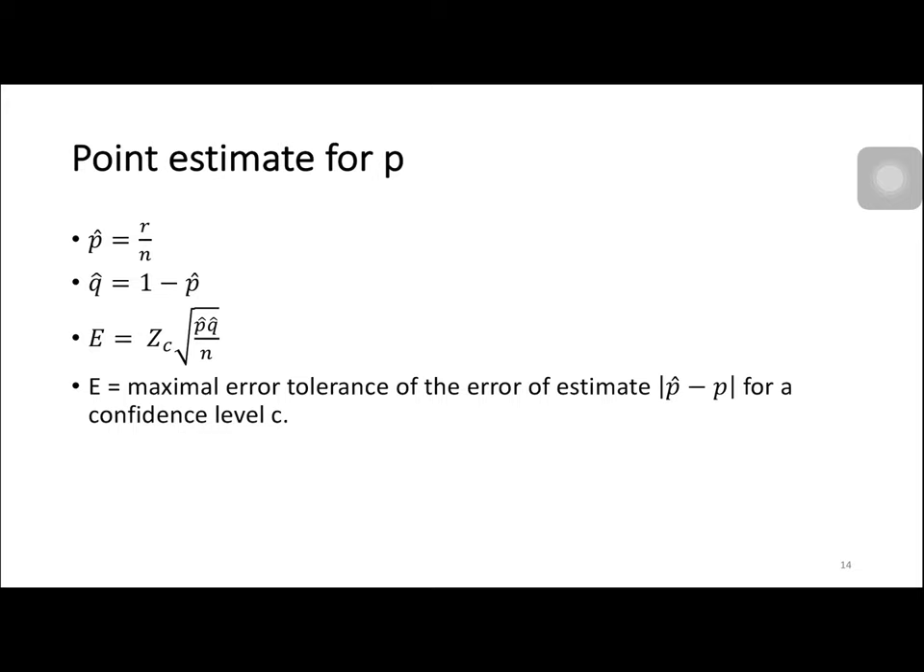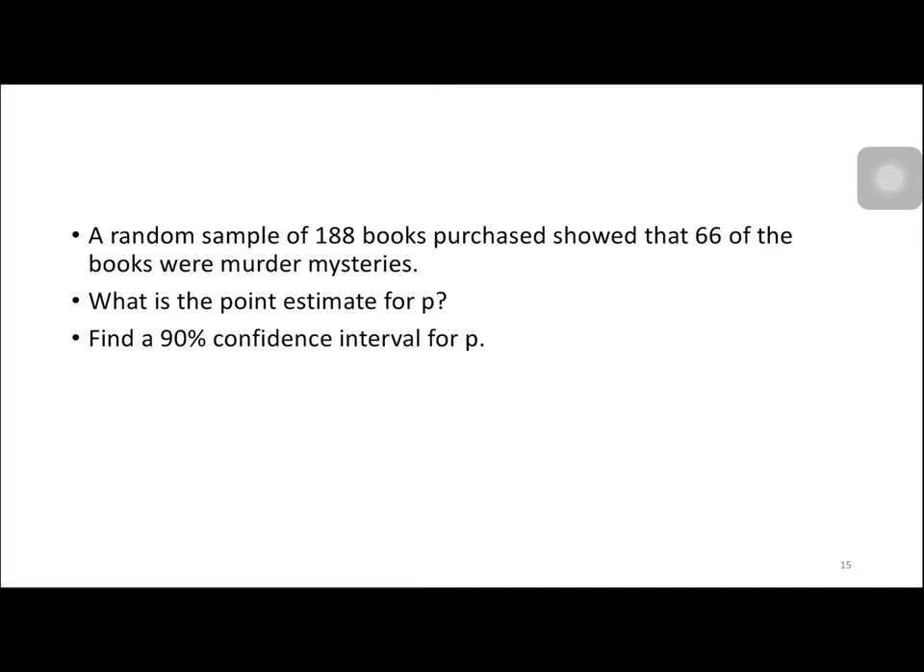So for our example, a random sample of 188 books purchased showed that 66 of the books were murder mysteries. So what is the point estimate for P? And find a 90% confidence interval for P. So we have here, what is the point estimate for P? That is, P hat is equal to R over N, which is equal to 66 divided by 188. And this is equal to 0.35.